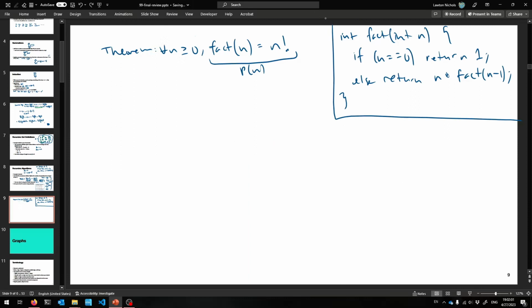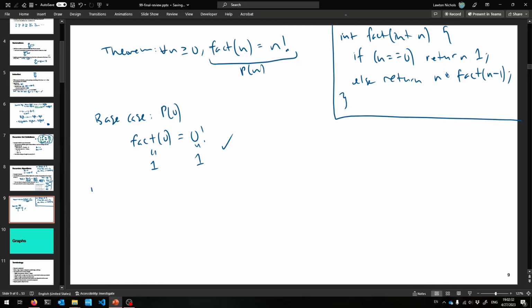So you kind of prove it as you programmed it. You have this base case. That's going to be your base case for your recursion, or sorry, for your induction. The base case for the induction is we have to prove P(0) is true. What's that saying? It's trying to conclude that fact of 0 is 0 factorial. Whatever fact of 0 returns, that's equal to whatever 0 factorial is. And fact of 0, just reading the code, returns 1. 0 factorial is defined to be 1. So that checks out. That's the base case.